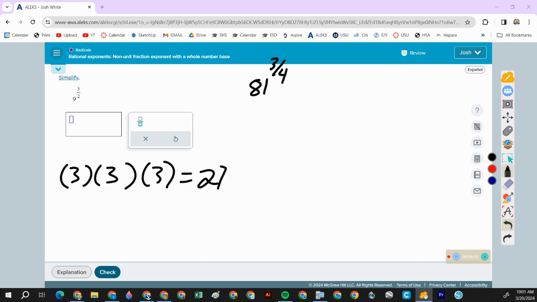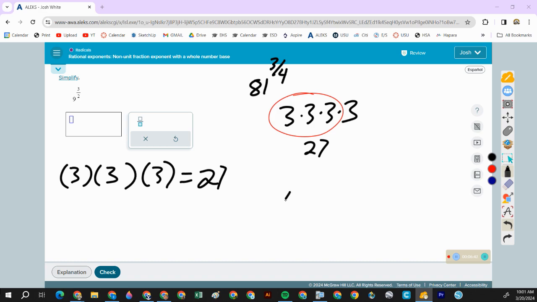Can 81 be broken into 4 equal multiplications? Yes. 3 times 3 times 3 times 3. How many of those will be in my answer? 3 of them. So the answer here is 27.